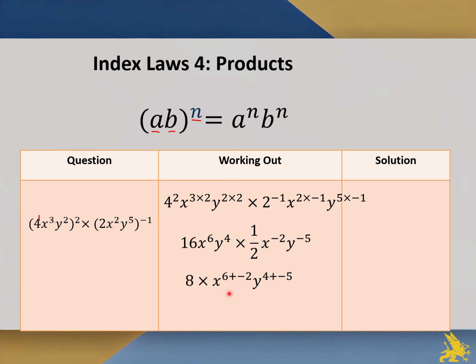So I've got x to the power of 6 plus -2 and y to the power of 4 plus -5. That simplifies down to 8x to the power of 4, y to the power of -1.